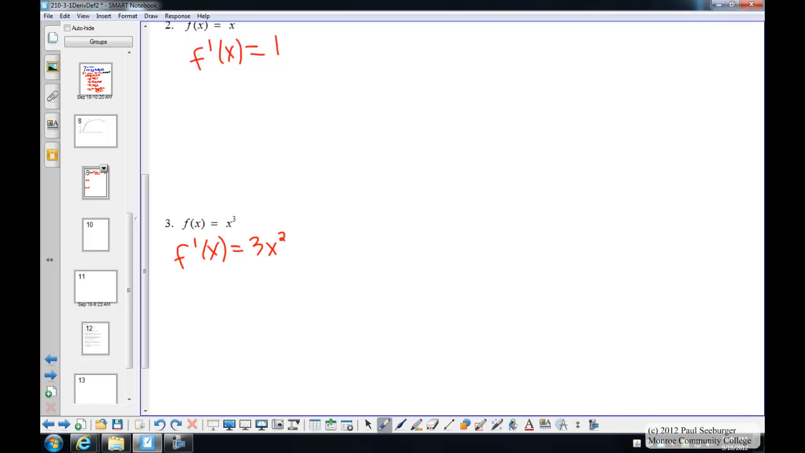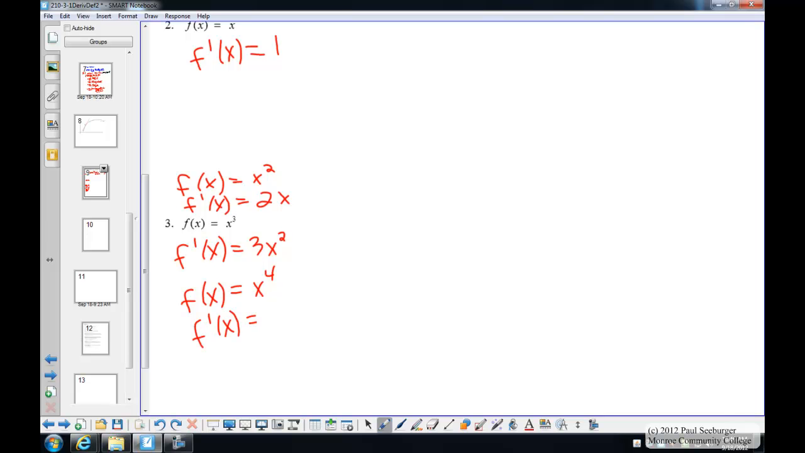3x squared. Huh, okay, so we get x cubed, you get 3x squared. With x squared, remember, we got f prime of x was equal to 2x. What would happen, do you think, if we had f of x equals x to the 4th?